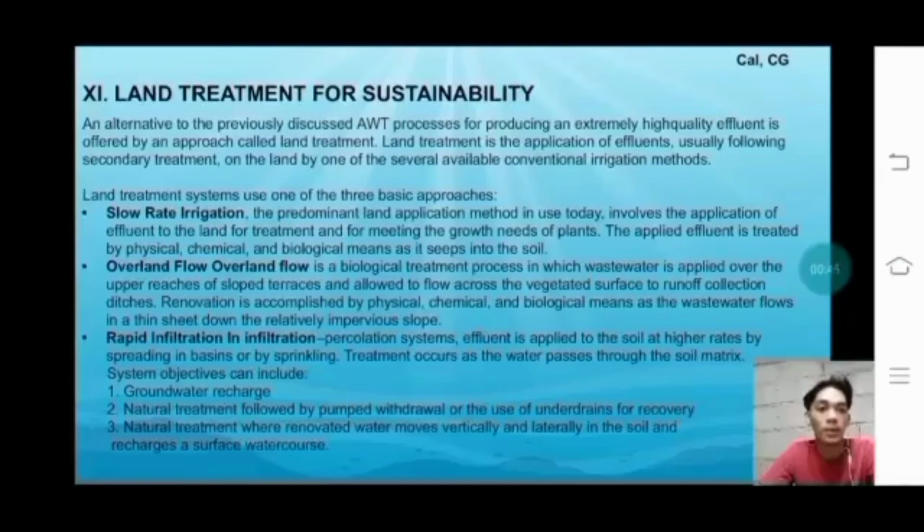The applied effluent is treated by physical, chemical, and biological means as it seeps into the soil. Second is the overland flow. Overland flow is a biological treatment process in which wastewater is applied over the upper reaches of slope terraces and allowed to flow across the vegetated surface to runoff collection ditches. Renovation is accomplished by physical, chemical, and biological means as the wastewater flows in thin sheets down the relatively impervious slope.